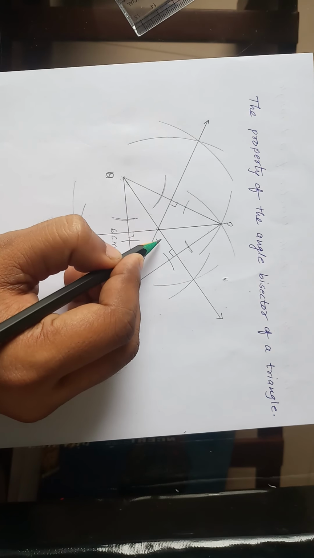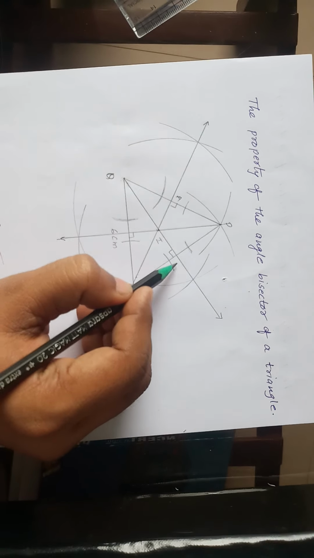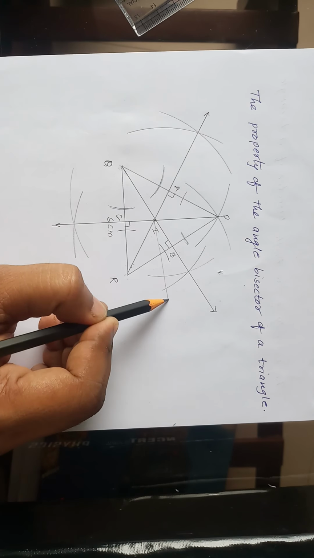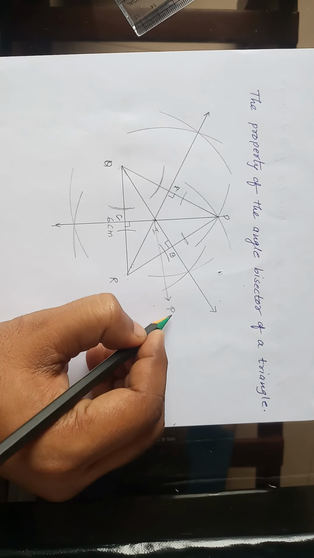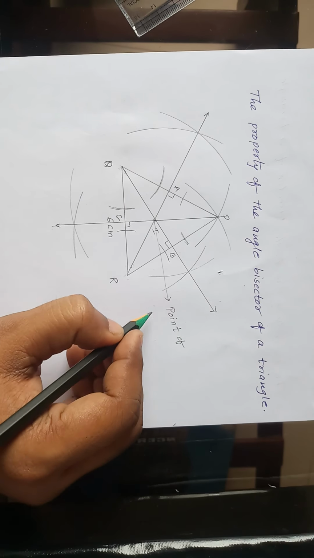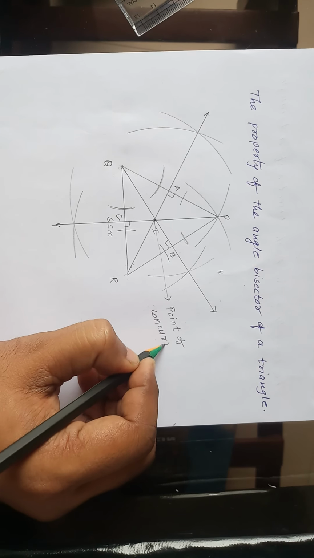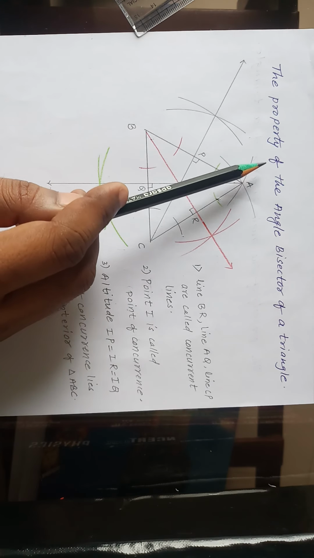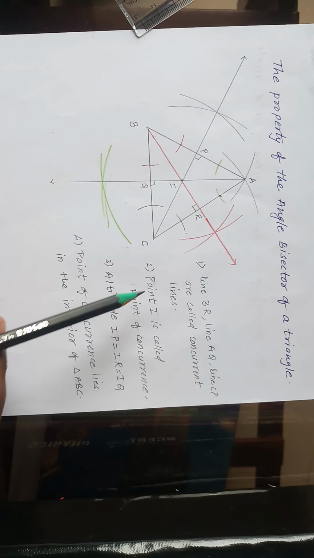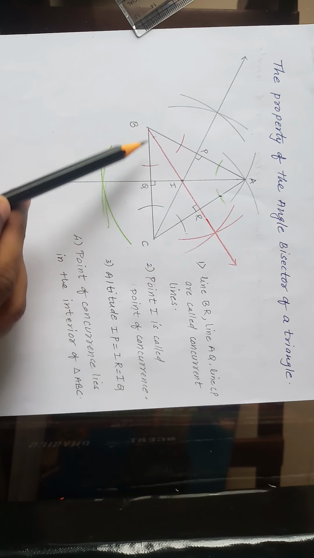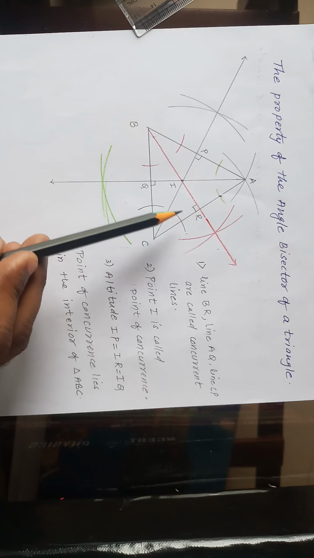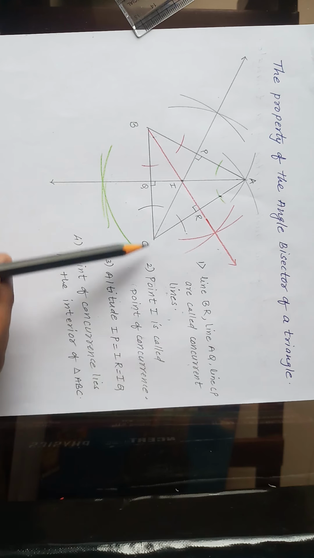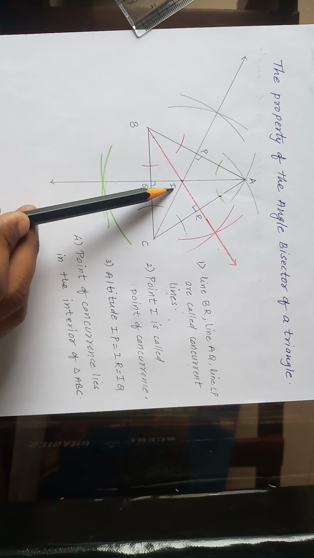If you name them as I and this point as A, B and C, this point I is called the point of concurrence. So in the property of angle bisector of a triangle, we can see the three lines BR, AQ and CP are called concurrent lines. Point I is called the point of concurrence.